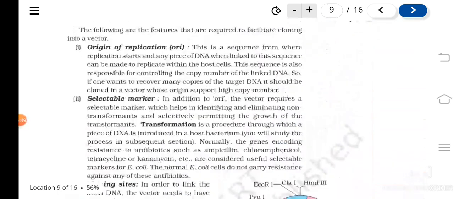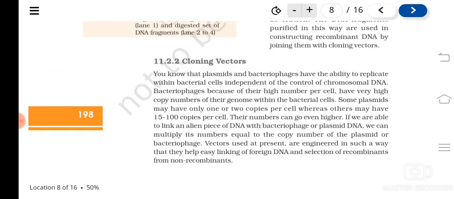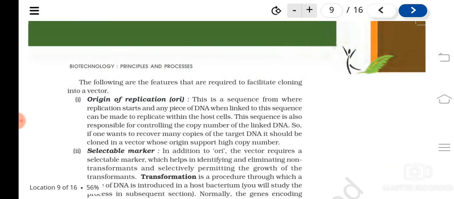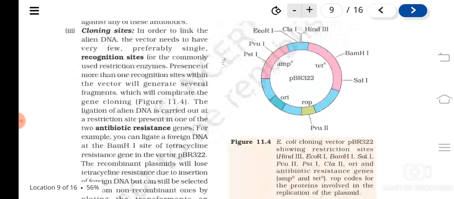Today we have learned about the qualities of vectors. Cloning vectors are the medium which helps to deliver the gene of our interest into the host cell. Understood? The normal vectors we use are plasmids and bacteriophages, because they can independently replicate in a host cell without direction from the chromosomal DNA. The characters we studied: origin of replication, a selectable marker, and a cloning site.